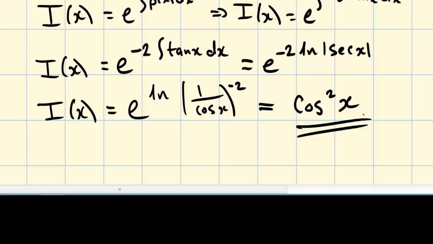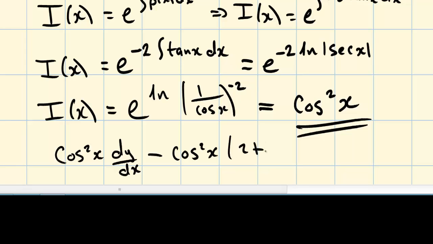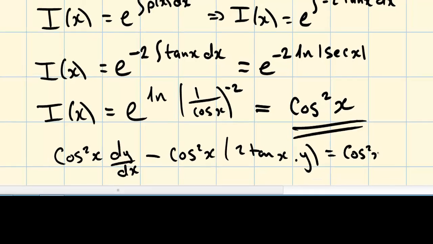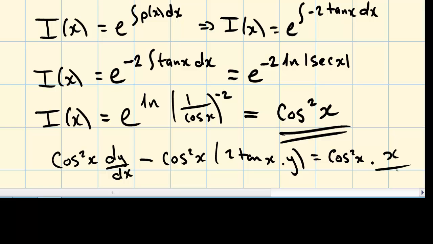Okay, the next job is to go back to our modified differential equation, the one that started with just dy by dx, and multiply throughout by cos squared x. So if we do that, we will have cos squared x dy by dx minus cos squared x times by 2 tan x times y is equal to cos squared x times x over cos x.